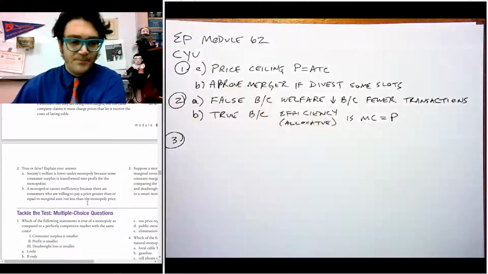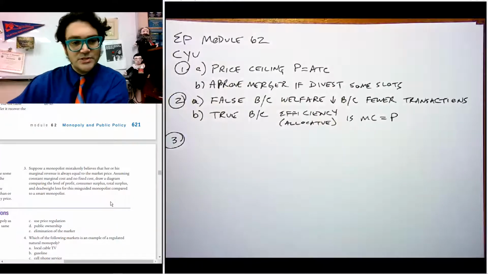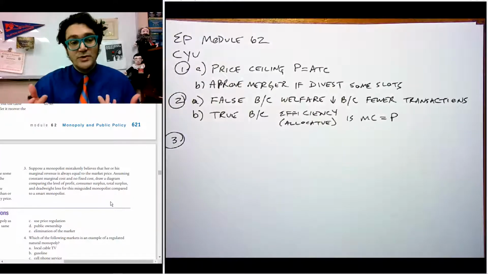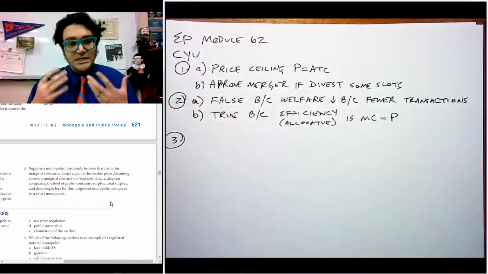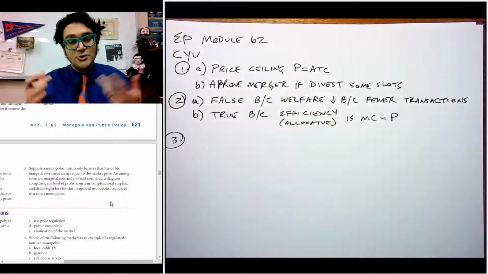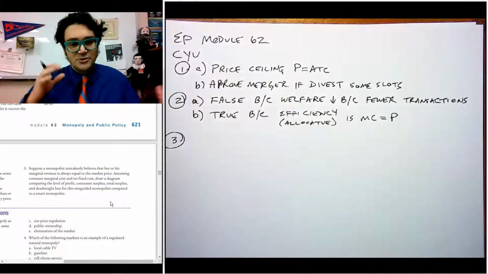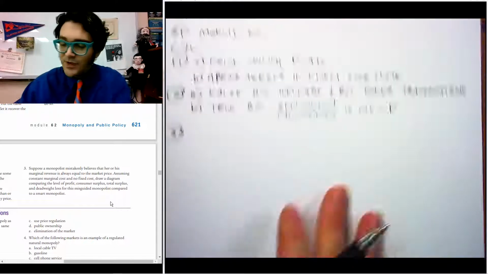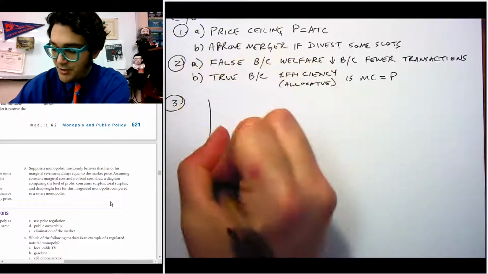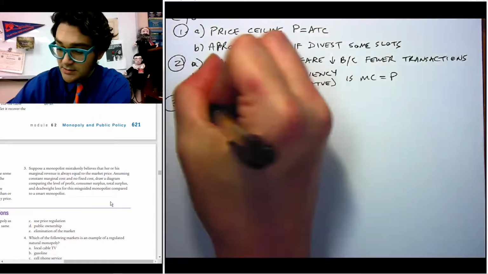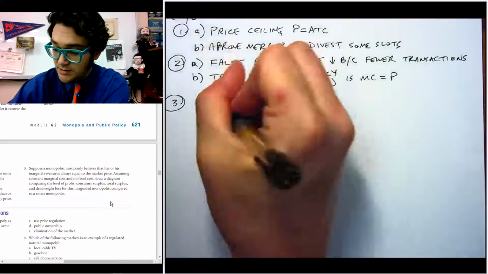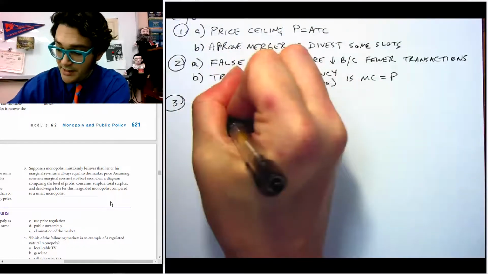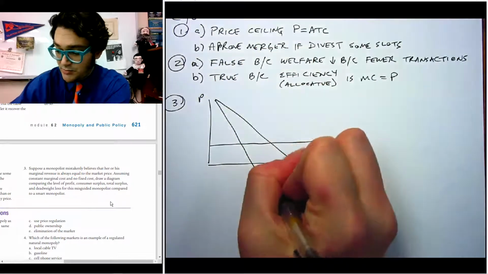Question number 3. So for this one, suppose a monopolist mistakenly believes that their marginal revenue is always equal to the market price, which we know that's not true, right? It diverges. Assuming constant marginal cost and no fixed cost, draw a diagram comparing the level of profit, surplus, and deadweight loss. So we'll draw a quick little diagram here, and it says constant marginal cost. So that's going to look like that, right? That marginal cost, the downward sloping demand, and the marginal revenue separated.